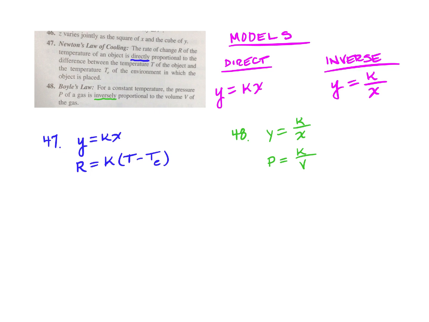So back to 48. For a constant temperature, the pressure P of a gas is inversely. As soon as I see the word inversely, I'm going to go y equals k over x. That's my model. And it's inversely, the pressure is inversely proportional to the volume of the gas. So that means y equals k over x is going to be P equals k over V. And that's really all there is to this.